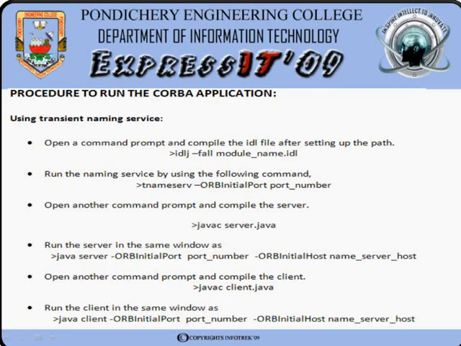Now let us see the procedure to run the CORBA application. First, open a command prompt and compile the IDL file. Then run the naming service. And next is open another command prompt and compile the server. And next run the server in the same window. The next step is open another command prompt and compile the client. And finally run the client in the same window.